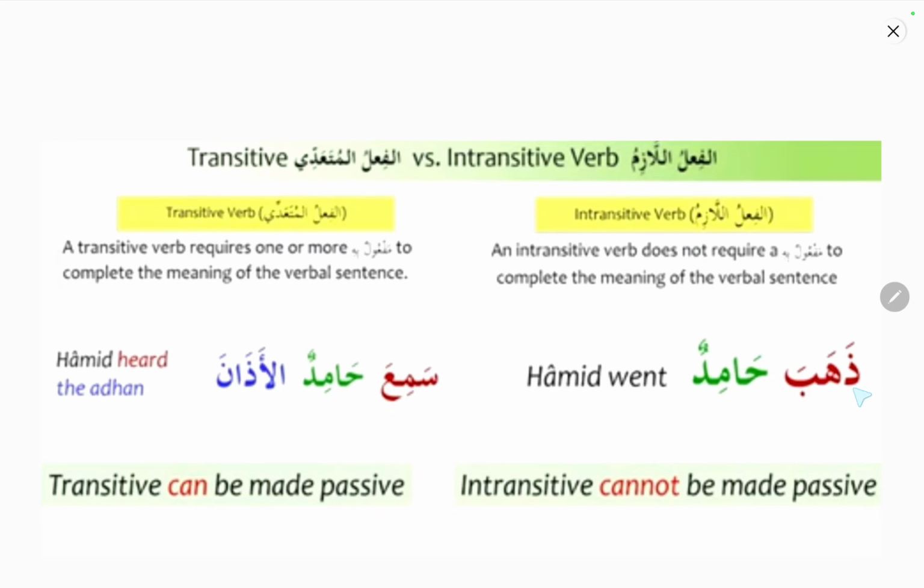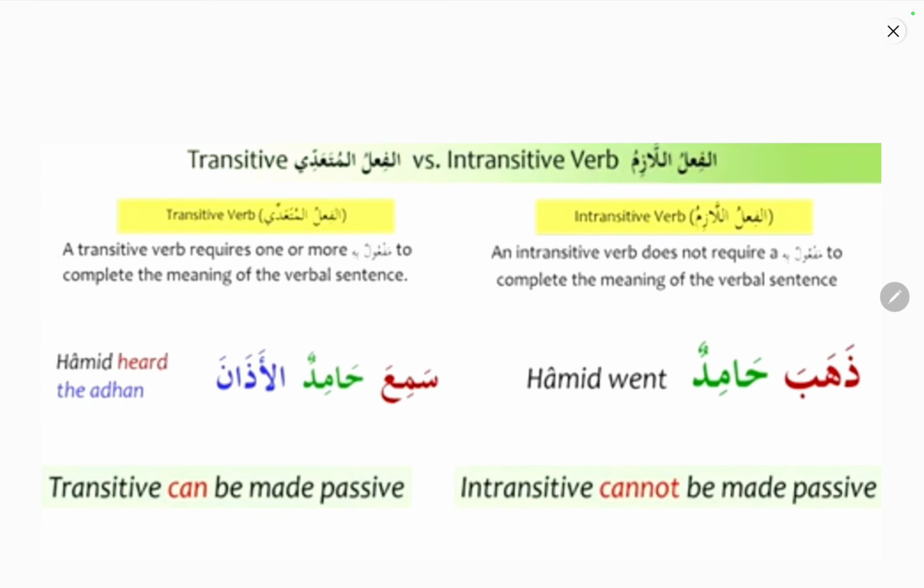Similarly, this is intransitive: Dhahaba Hamidun. Hamid went. Dhahaba means he went. Who went? Hamid. It does not require an object to complete its meaning, so it is an intransitive verb. You will understand the framing of these sentences in the sentence classes, where sentences are of two types, verbal and nominal. As of now, just remember that transitive verbs require an object to complete their meaning, and intransitive verbs do not, like Dhahaba Hamidun.